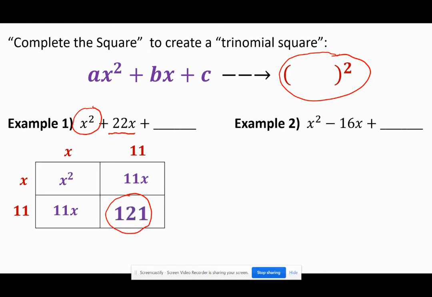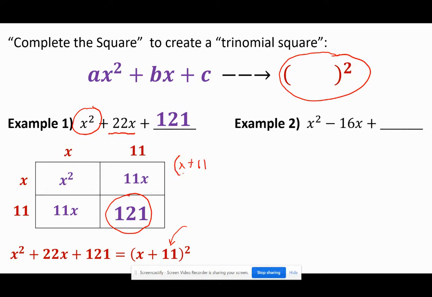So if this was a 121, that would allow me to rewrite this quadratic like this: x plus 11 squared, because I want you to see where this is coming from. I have an x plus 11 right here. And then I have another one on the side. x plus 11 times x plus 11 multiplies to that. But since it's the same thing twice, I can just write it once with a squared like this. And that's going to become very useful when we're solving. Okay? All right, let's try the next one.